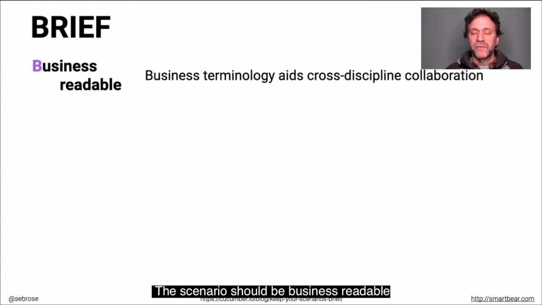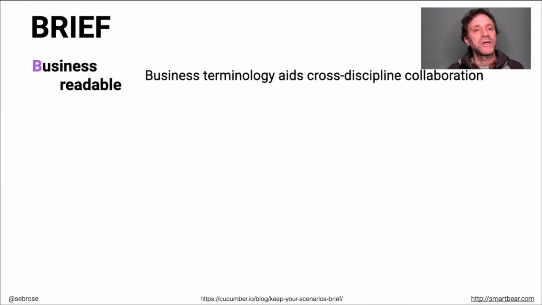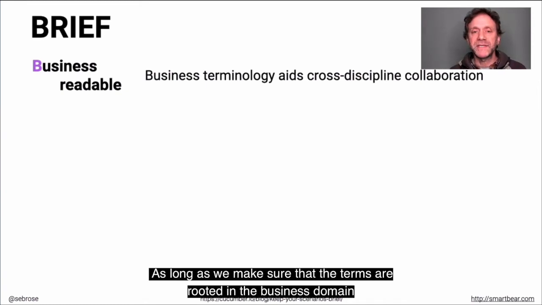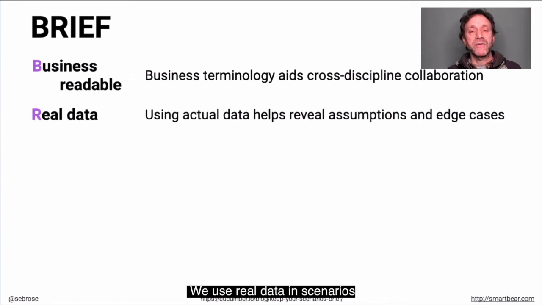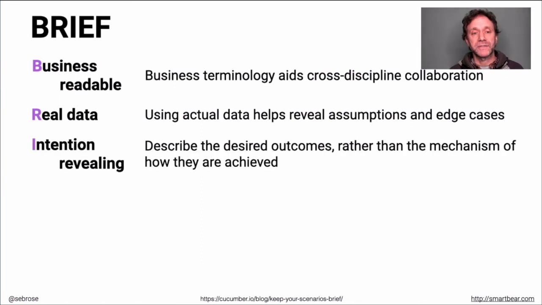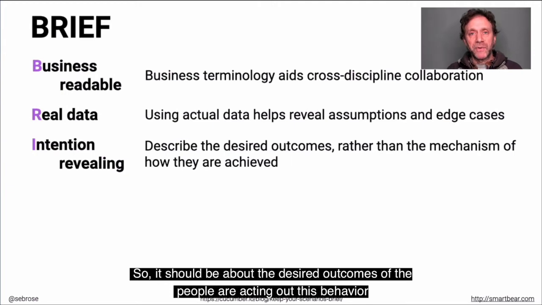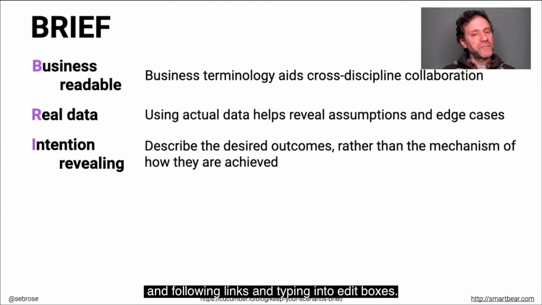The scenario should be business readable, because business terminology helps other people understand what we're talking about, as long as we make sure that the terms are rooted in the business domain and are unambiguous. We use real data in our scenarios where appropriate, because using actual data forces us to think about specific cases and helps reveal edge cases and assumptions that maybe hadn't been surfaced before. The scenario should be intention revealing. So it should be about the desired outcomes of the people that are acting out this behavior rather than the mechanism. And so here what we mean is we don't want to talk about clicking buttons and following links and typing into edit boxes. We want to talk about what we are trying to achieve.